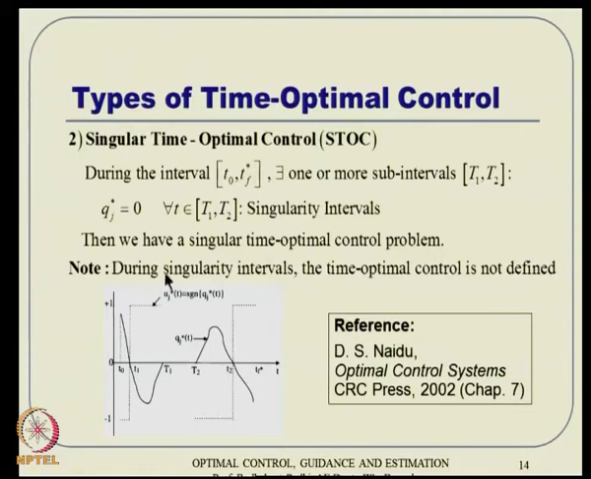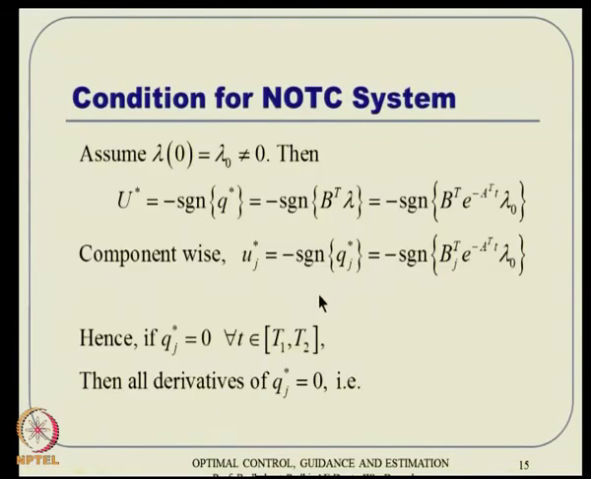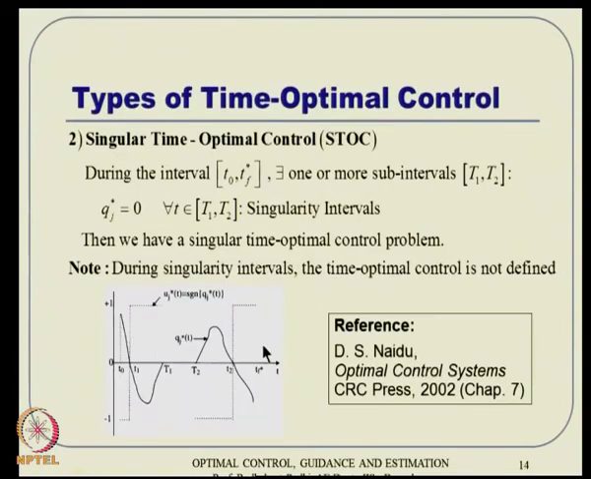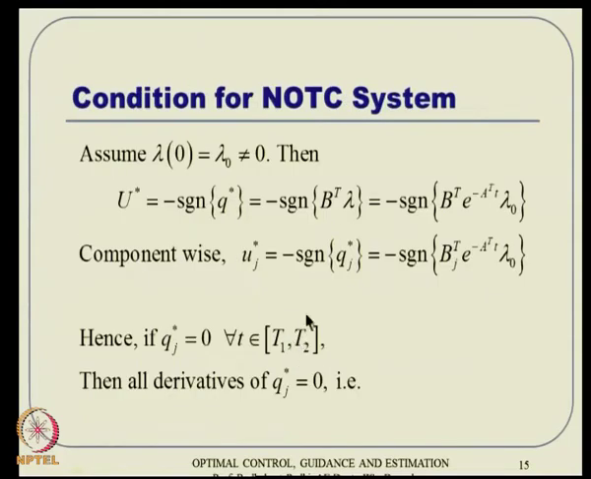So, that is what is mentioned here. During singularity intervals, the time optimal control is not really defined. So in that case it is called singular time optimal control. It is not very elegant because of this undefined nature of the control structure. Now, suppose it happens like that, then the very natural question is: when does it happen? We would like to know that. For that we need to find a solution of lambda. So, let us start doing that.